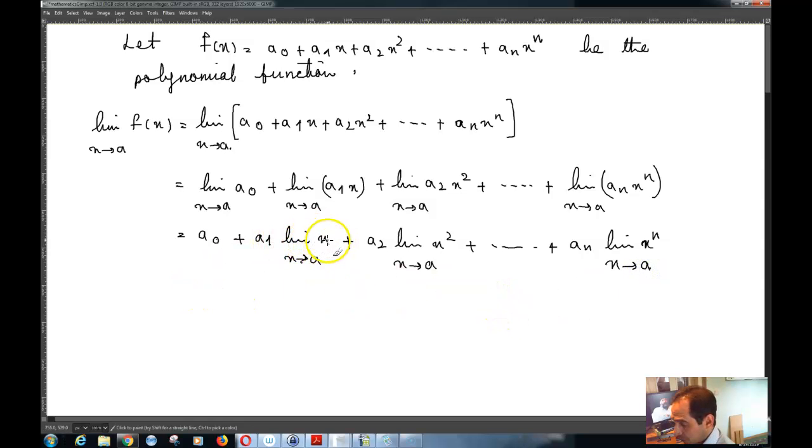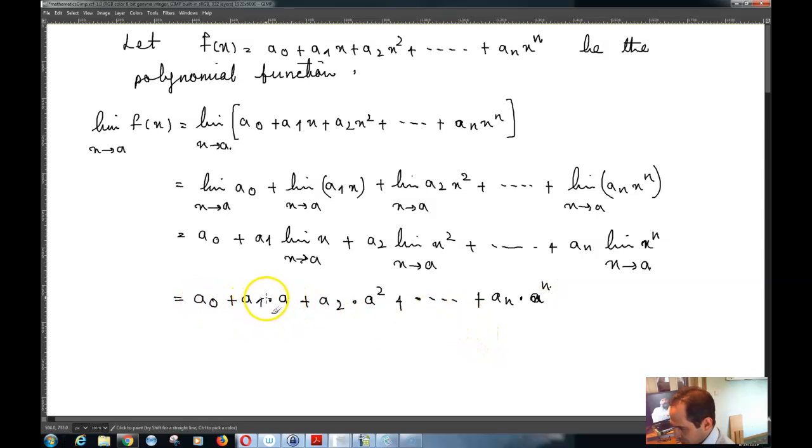Now the limit of x as x tends to a, we said, was equal to a. So a of 0 plus a of 1 times a plus a of 2 times the limit of x squared as x tends to a, which was equal to a squared, plus all the way up to a of n times the limit of x raised to the power n as x tends to a, which is equal to a raised to the power n.